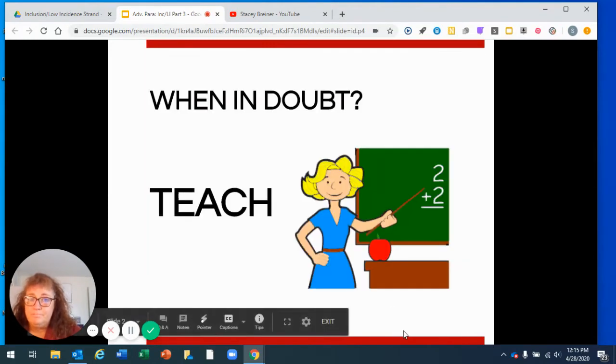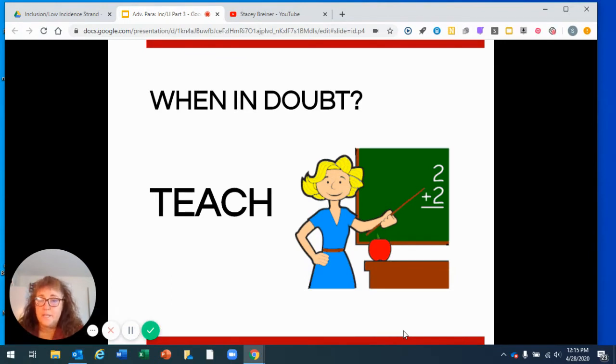So let's get started. When in doubt, teach. I know you have seen this slide numerous times, but when we're talking about effective instruction, we need to remember not to assume. All too many times I hear the same story: he's in middle school, she should know what she's doing. We need to stop assuming they know. If they are not doing it and it's not connecting, then that means that they don't know, and we need to teach them that skill. So again, don't assume. And remember, when in doubt, always teach.